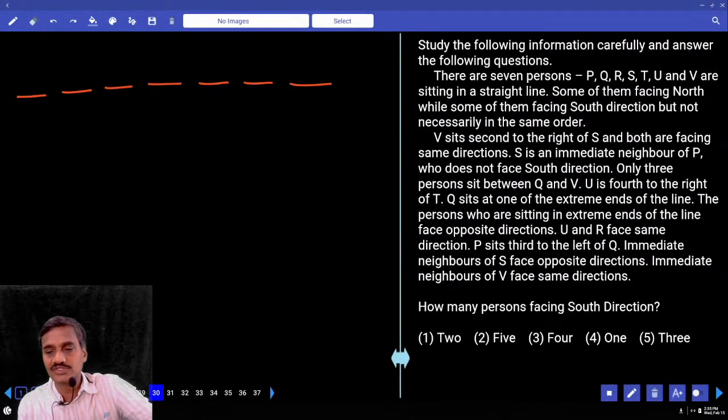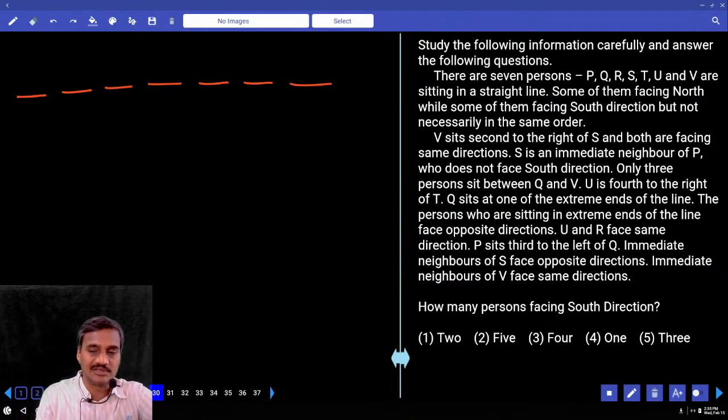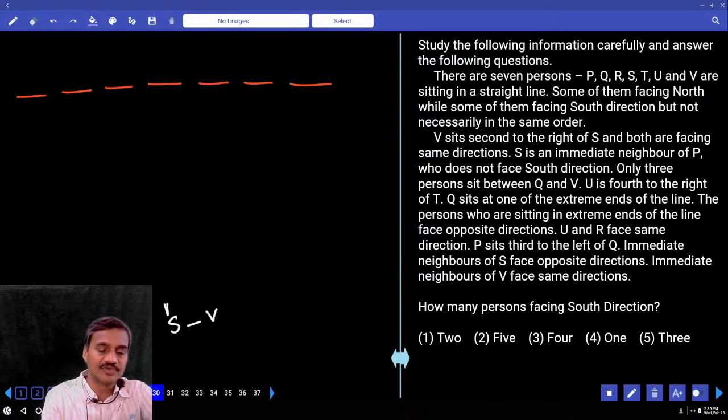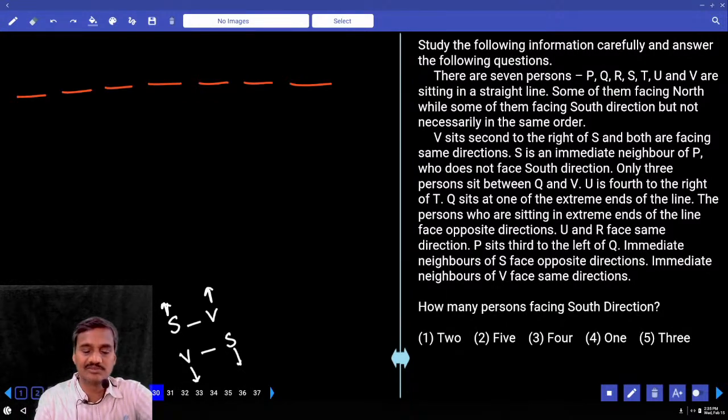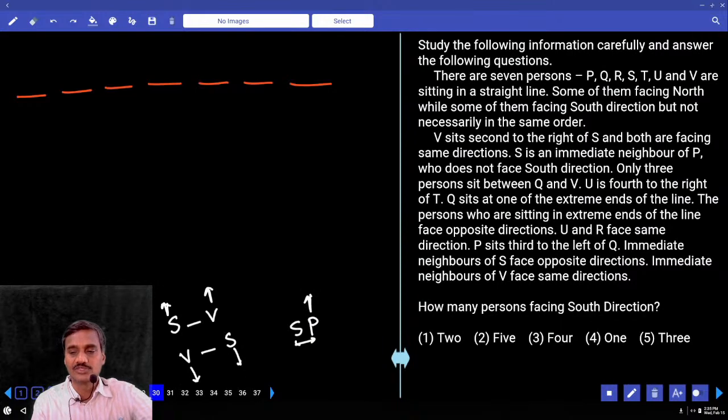V sits second to the right of S and both are facing the same direction. Like this, V is here, S is here, both facing south. S is an immediate neighbor of P, which means S and P are adjacent to each other in any order. P does not face south, so P must be facing north.